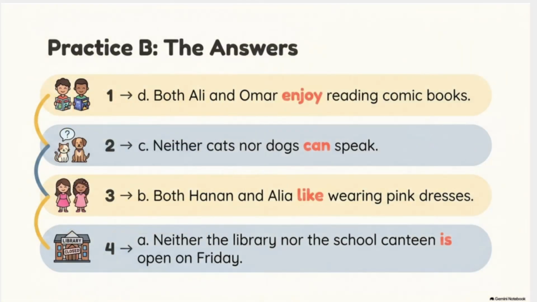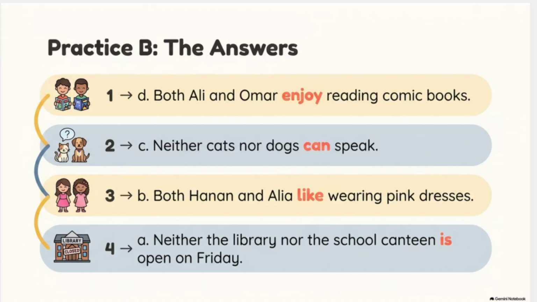Practice B. The answers. Let's review the answers. Number 1. Both Ali and Omar enjoy reading comic books. We use both and because the two people share the same positive situation. Number 2. Neither cats nor dogs can speak. We use neither nor because the statement is negative for both groups.